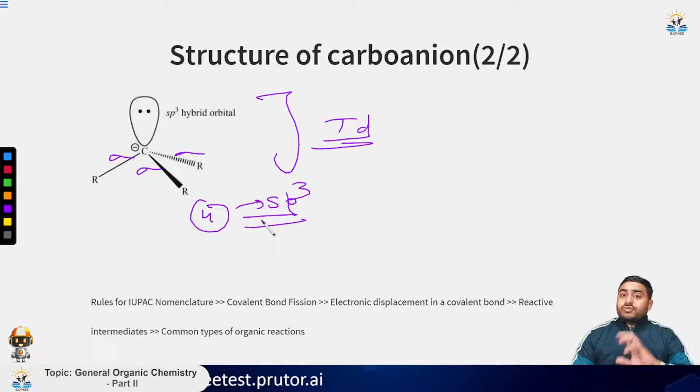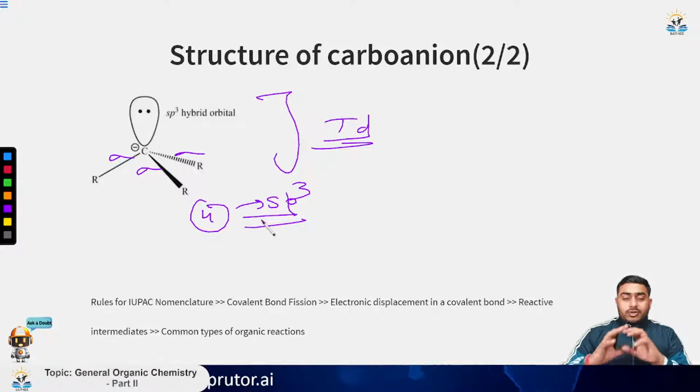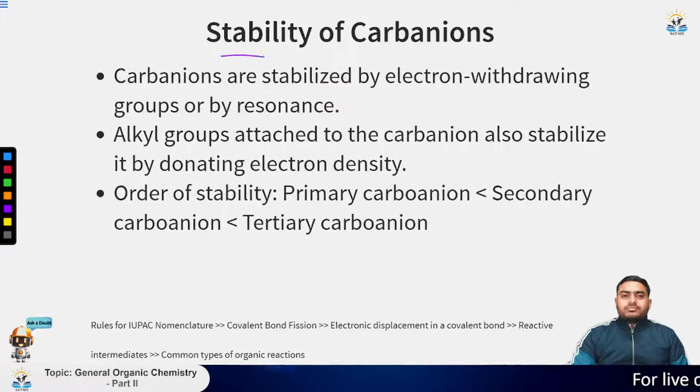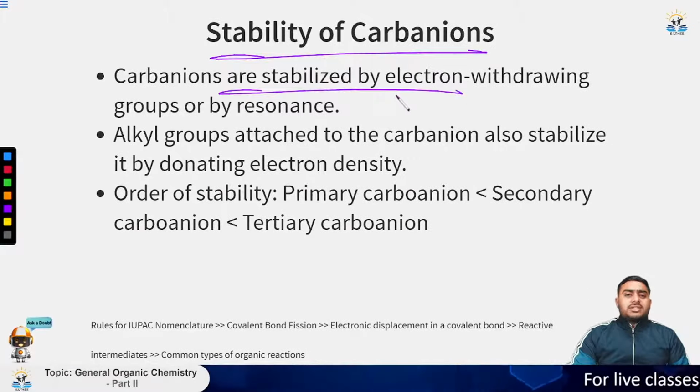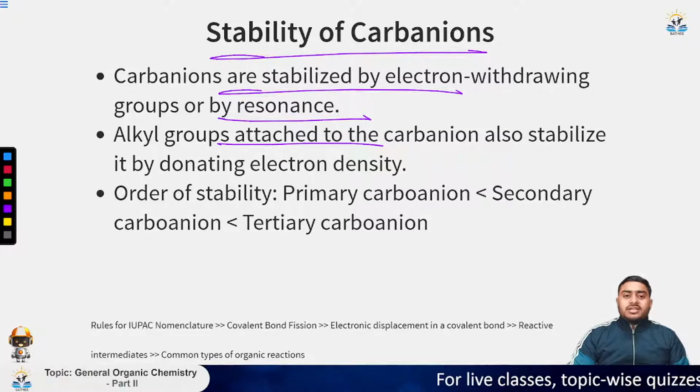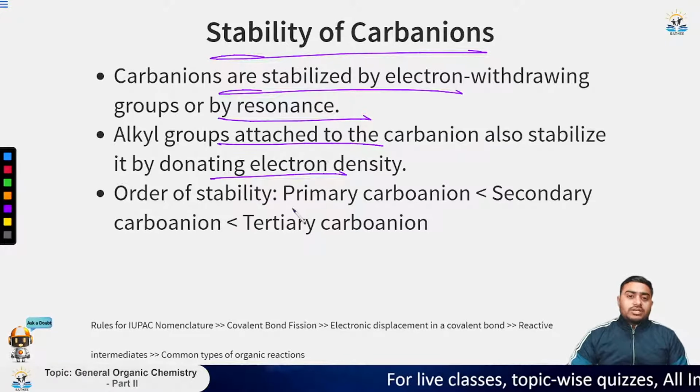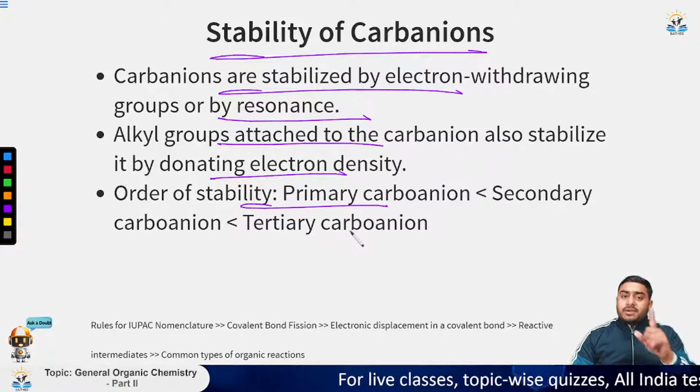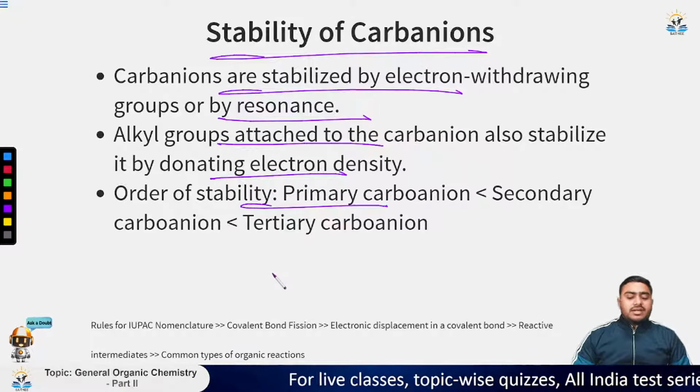Right, this is the structure of carbanion. This is not a planar geometry, this is a pyramidal shape. Stability: carbanions are stabilized by electron withdrawing groups or by resonance. Alkyl groups attached to the carbanion always destabilize it by electron donation, right? Order of stability: primary carbanions are more stable than secondary, then tertiary.